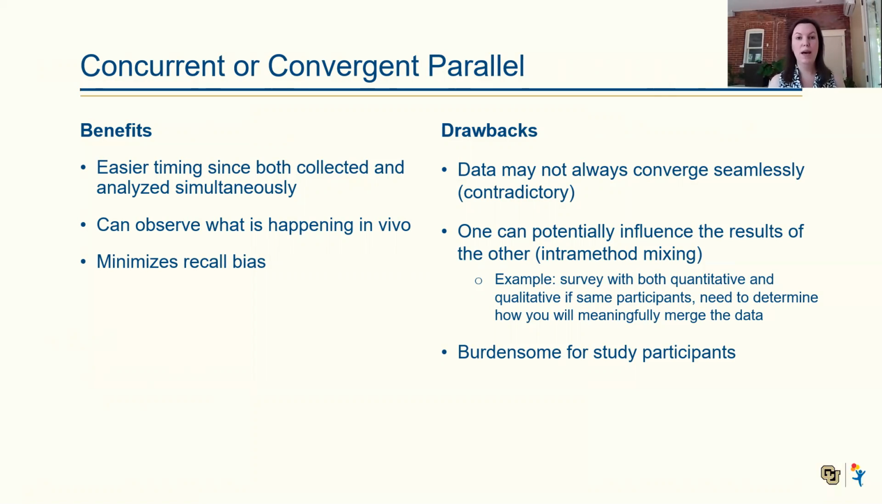Some potential drawbacks: it can be burdensome for our study participants because you are asking them to participate in both quantitative and qualitative data collection. The data sometimes does not converge seamlessly and it can be contradictory, so you again need to think through how you are going to handle that. And then finally, one could potentially influence the results of the other.